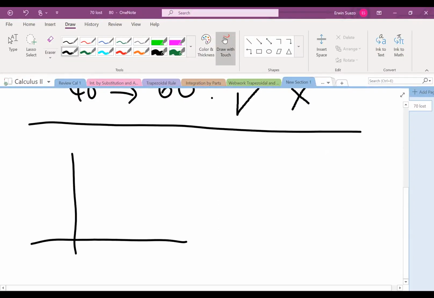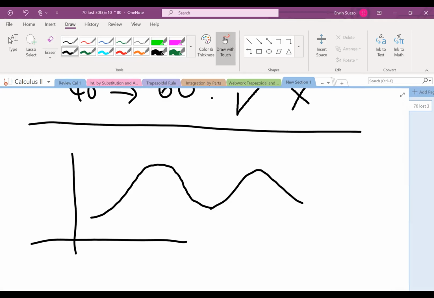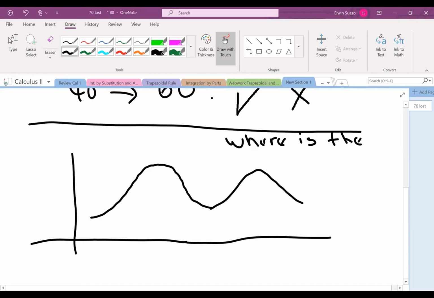We're going to make a similar function like this. Something like that. Let me see how the notes go. Up, down, up. Okay. So we want to know the length of this. So what I'm going to do is, where is the formula coming from? Where is the arc length formula?